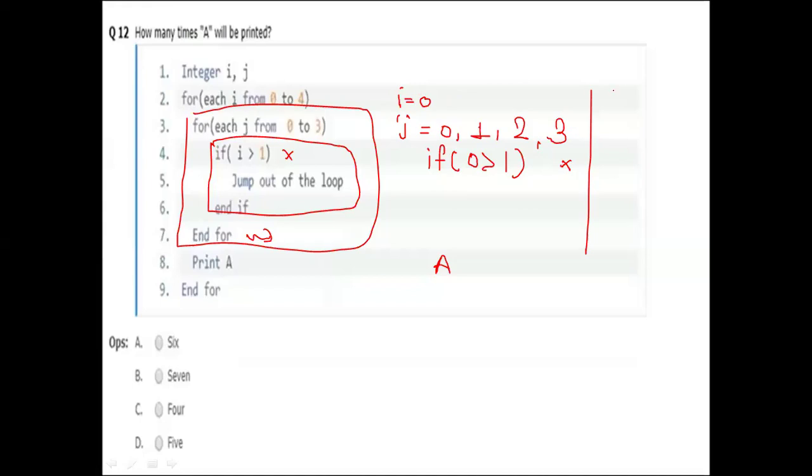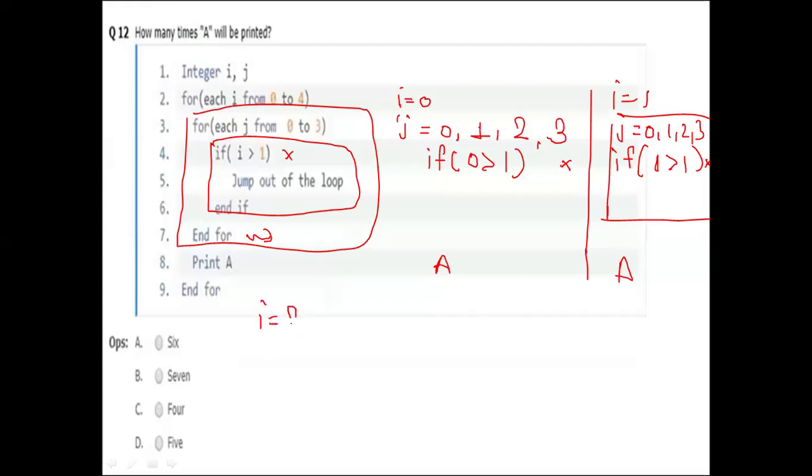Done. Next time, i will be 1. When i was 0, A got printed once. When i is 1, again j will start from 0. I'll check the if condition: 1 greater than 1? No, it is false. j will be 0, 1, 2 or 3, and 1 greater than 1 will always be false. Once you are done with the j loop, come out, print A, and then go back to the next i loop. i will be 2 this time. Is it clear for everyone?